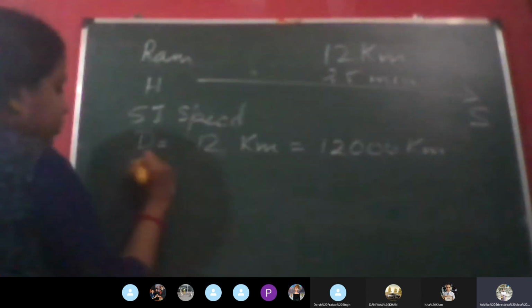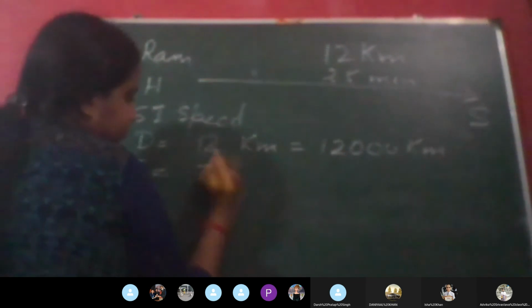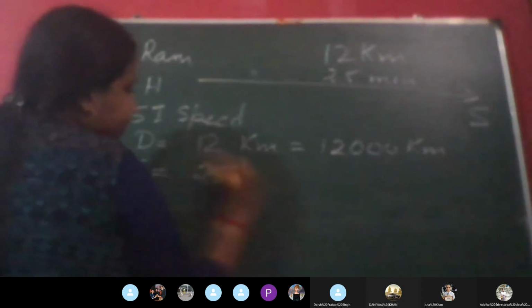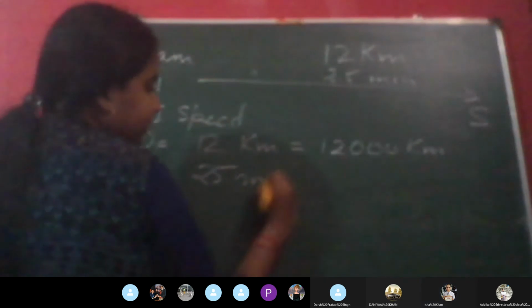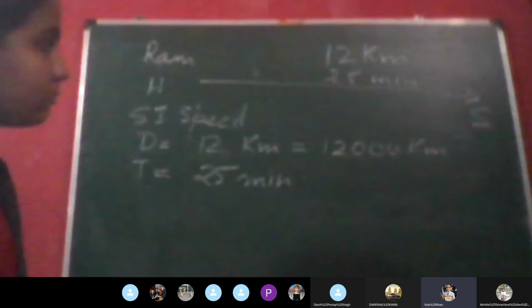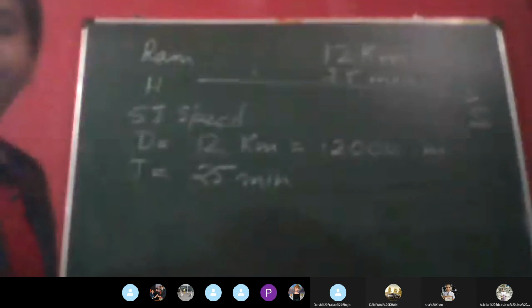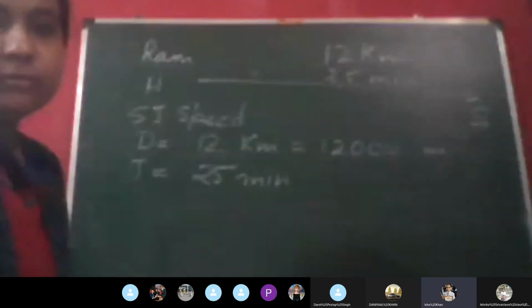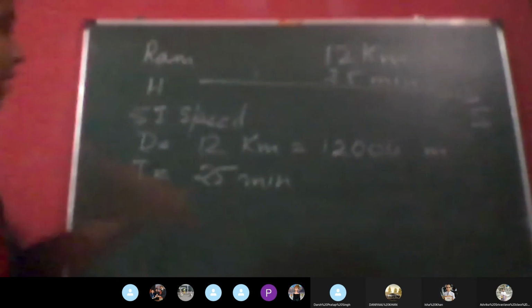Yes, ma'am. Now the time. Time is given as 25 minutes. Again, I said SI. Excuse me, ma'am, I think by mistake you have written 12,000 kilometers. Oh, yes, ma'am. It will be 12,000 meters. Thank you. Most welcome, ma'am. Okay. So 12,000 meters and 25 minutes.